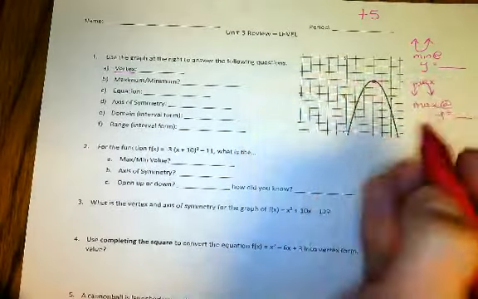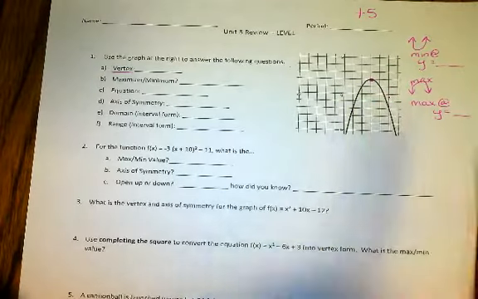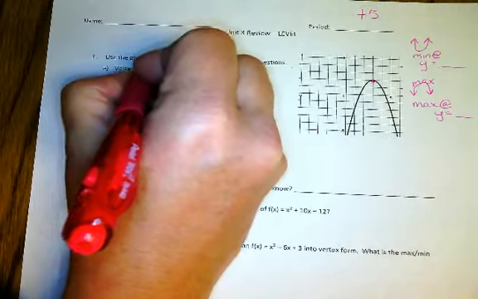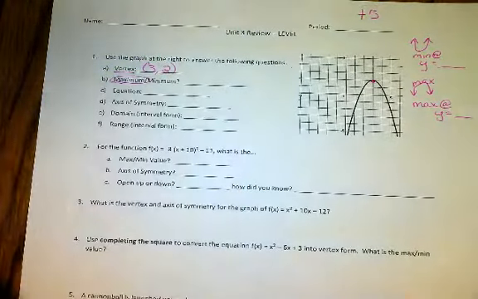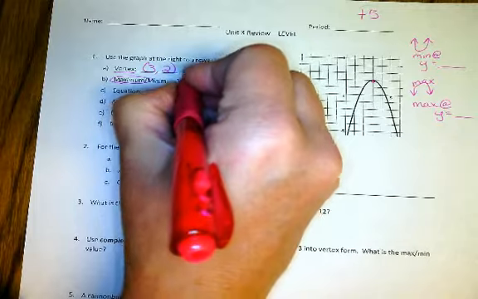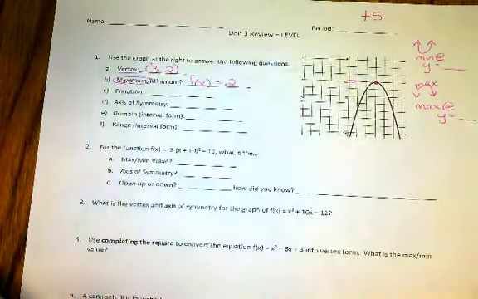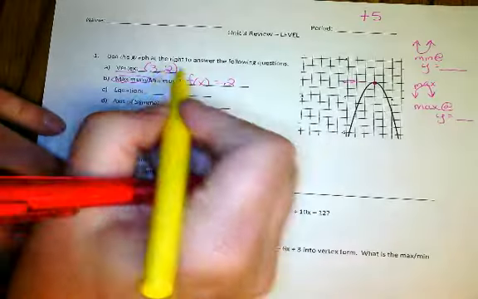Okay, so there's my vertex, and it's located at 3, 2. This one is going to have a maximum because it opens downward. And that's at f of x equals, and then the highest part that I went to is the 2 right there, which you'll notice is the same number right here.